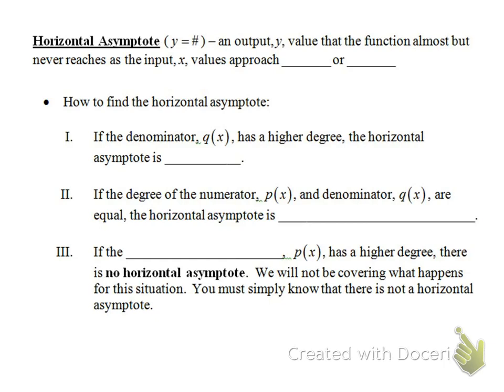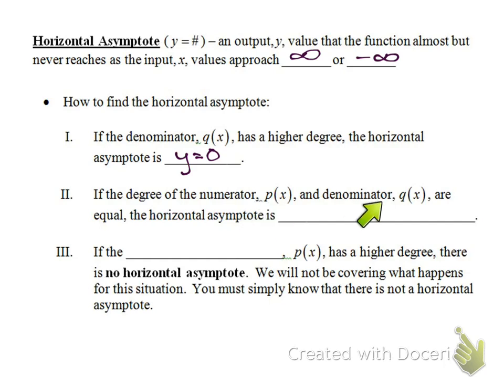Horizontal asymptote is, like we saw yesterday, y equals a number. An output y value that the function almost but never reaches as the input x values approach positive infinity or negative infinity. As the function goes extremely to the right or extremely to the left, it's going to be approaching this number. If the denominator has a higher degree than the numerator, then the horizontal asymptote is y equals 0.